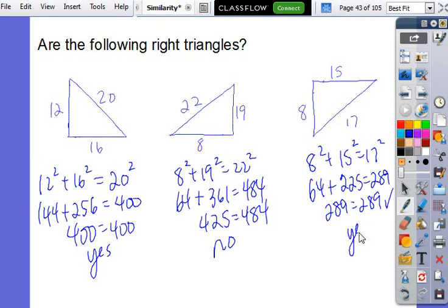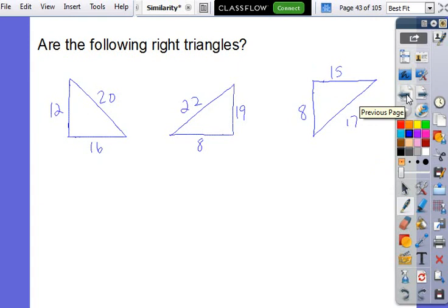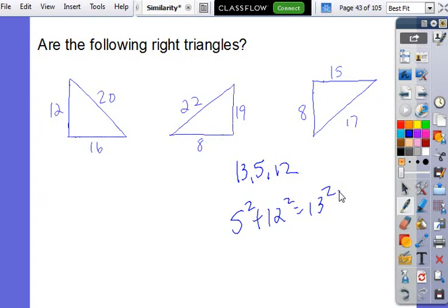If I just gave you three numbers, like 13, 5, and 12, would you be able to do this? Yeah, you can. Which one would have to be the c number? 13. The biggest number always has to be the c. So put that number for the c and then work it out like normal. If it just gives you three random numbers, the biggest number is your c.